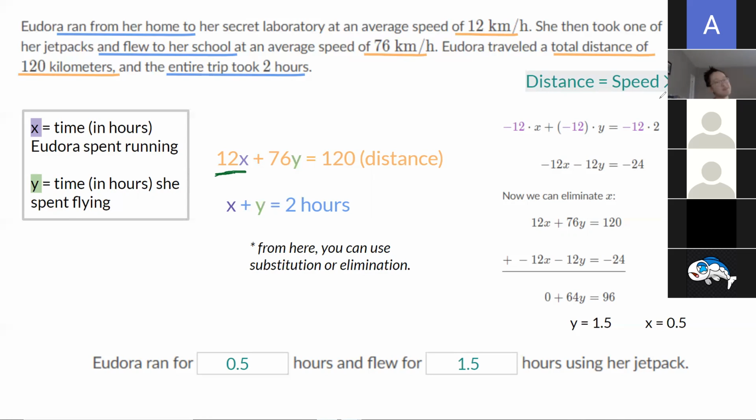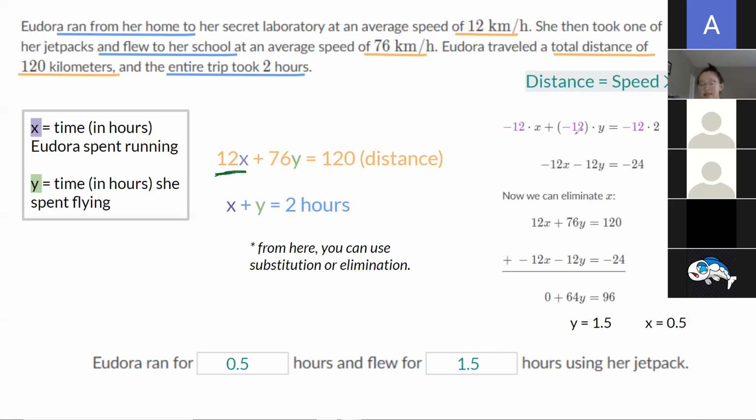Okay, I'm going to assume it makes sense, so feel free to ask any questions later. Then x plus y equals our 2 hours. And then from here, you can use substitution or elimination. You could graph it if you had access to a graphing calculator, but we're not going to use one today. And then this is where we get down to business.